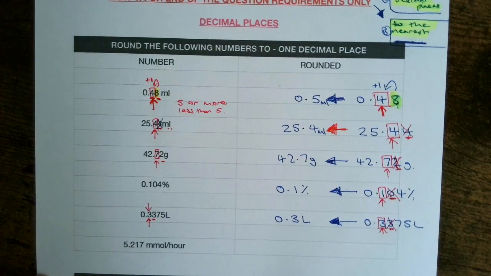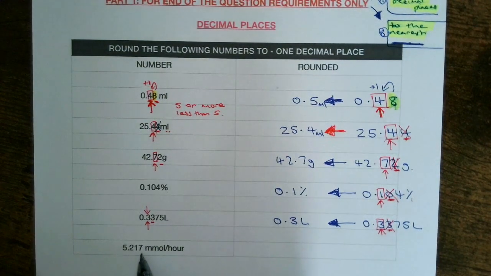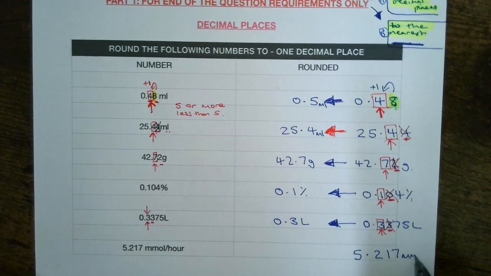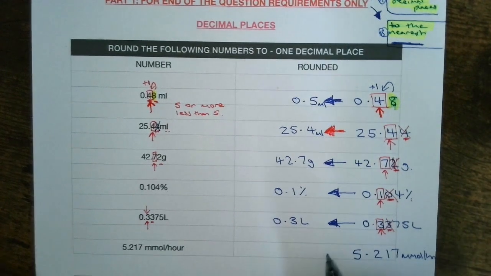Let's have a look at the next one. We've got 5.217 millimolar per hour. We want to round this to 1 decimal place. I'm going to write it out a little bit bigger over here. 5.217 millimolar per hour.